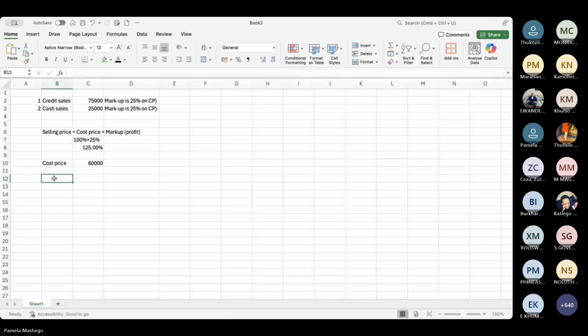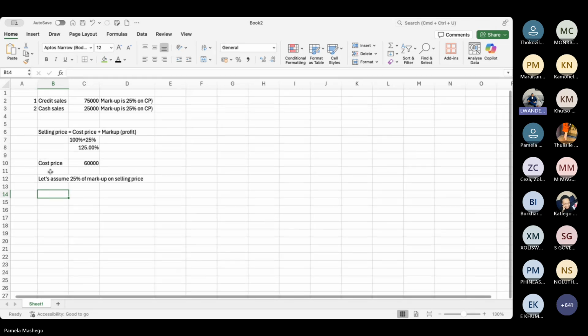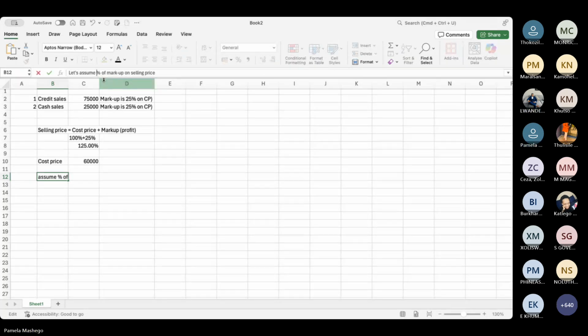Okay, so let's assume that 25% is markup on selling price. Sorry, can you use maybe 30% instead of 25%, if you don't mind? 30%.